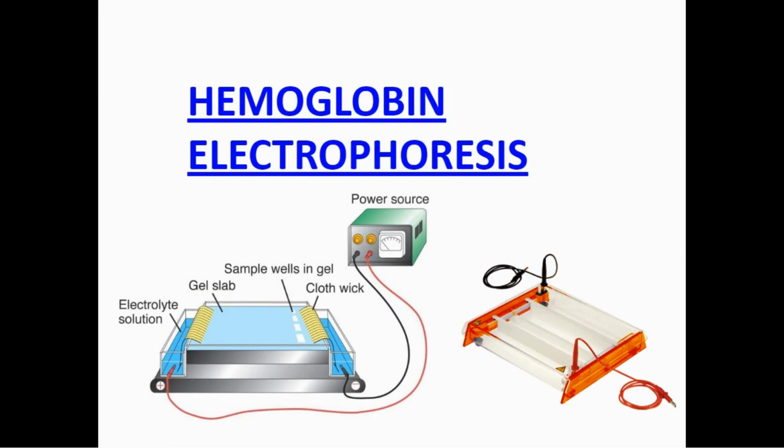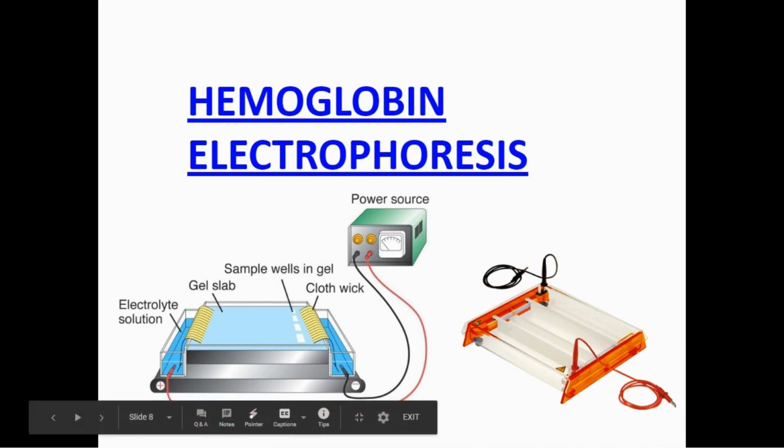So, we are going to discuss. Now you have an overall idea of what electrophoresis is all about. Now we are coming towards our concerned instrument, which is the hemoglobin electrophoresis machine. In this picture, you can see a gel slab, the electrolyte solution in which the cathode and anode are submerged, and this is the hemoglobin electrophoresis machine.